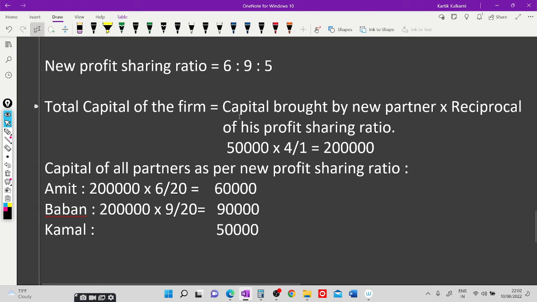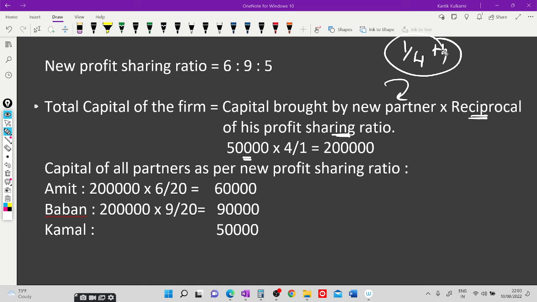The total capital of the firm is capital brought by new partner multiplied by reciprocal of his profit sharing ratio. So you can see that new partner is bringing 50,000 as his capital, and new partner's share of profit is 1/4, which is given in the problem. So what is reciprocal of 1/4? It is 4/1. It's just opposite. Hence we multiply by 4/1. We get 2 lakh. So 2 lakh is the total capital of the firm.